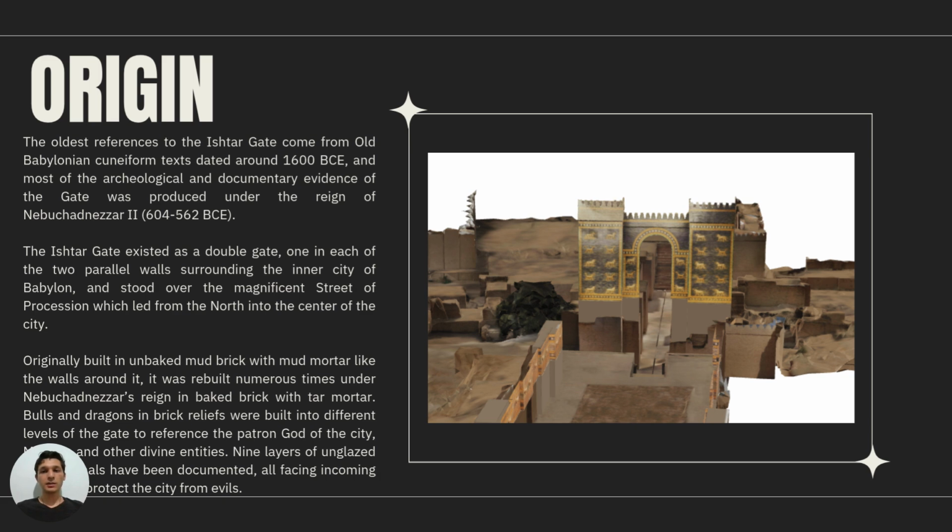Now, archaeologists have also documented 9 layers of animal reliefs, which all faced the visitors entering the city. According to the ancient Babylonian beliefs, these figures protected the city from evil forces that wished to enter through the gates. Again, the combination of architecture, religion, and political power made the gates one of the greatest symbols of the Neo-Babylonian Empire, both in its time and in our modern time.